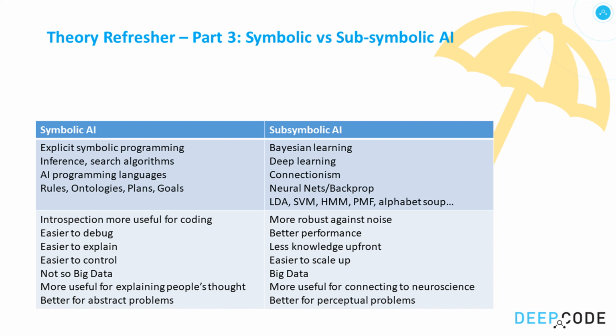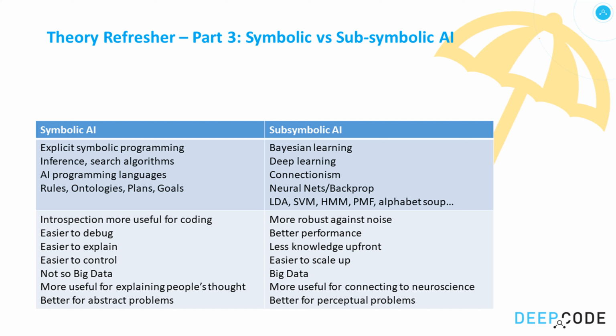As you can imagine, symbolic AI and sub-symbolic AI both have their advantages and disadvantages. Symbolic AI is based on explicit symbolic programming, inference, search algorithms. It uses AI programming languages such as Prolog. It's rules, ontologies, plans, goals. This is symbolic AI. Sub-symbolic AI or machine learning is Bayesian learning, deep learning, connectionism, neural net backprop, so the typical algorithms we know of machine learning, SVM and all of these things. This is what sub-symbolic AI is all about.